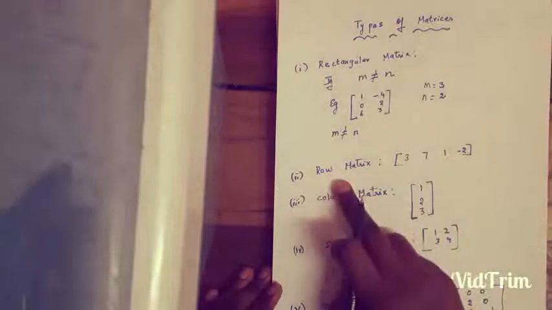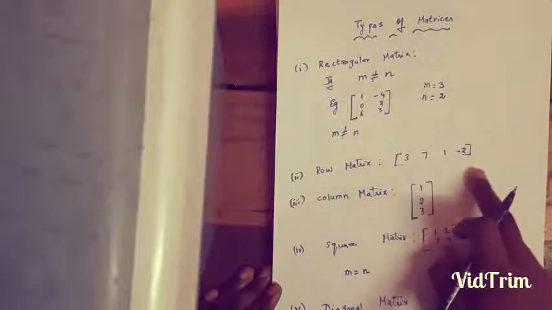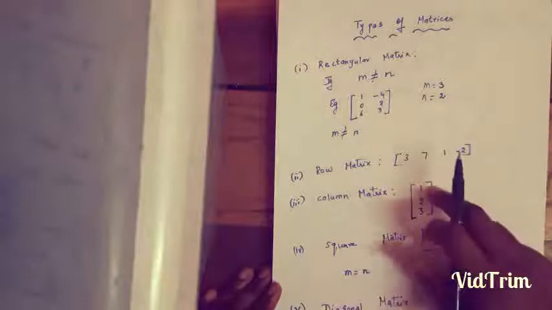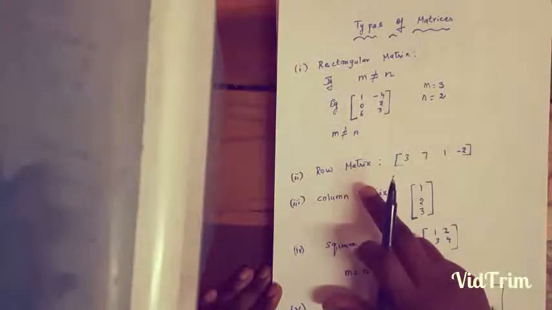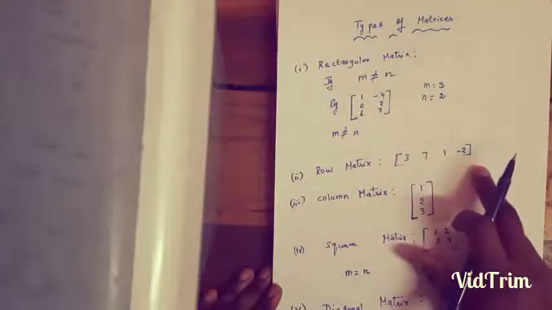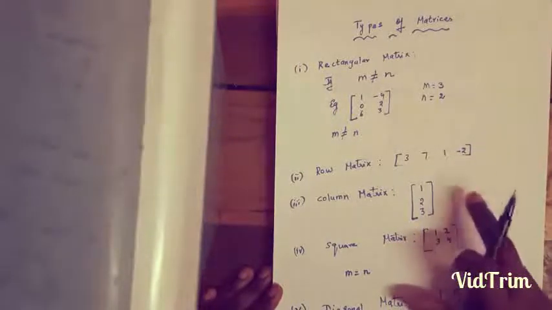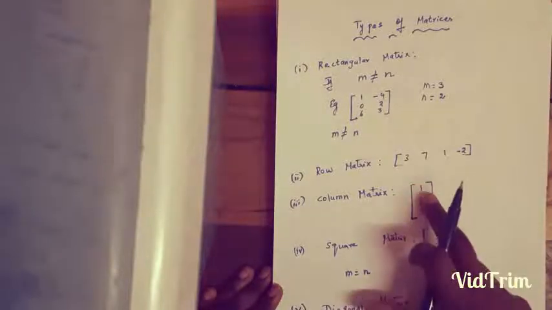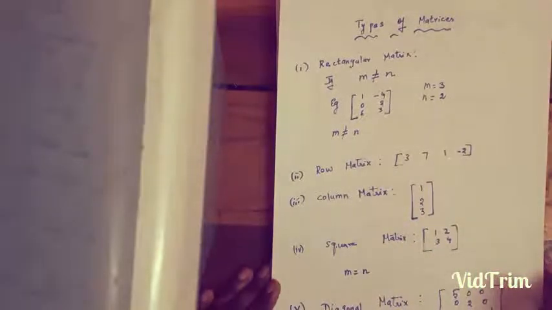Similarly, the next type is a row matrix. What is a row matrix? A matrix which consists of only one row. As I give the lecture, I request all the students to take notes. So a row matrix is nothing but a matrix which consists of only one row. The next is column matrix. A column matrix is a matrix which consists of only one column. See here, how many columns do you have? Only one column. So this is called a column matrix.